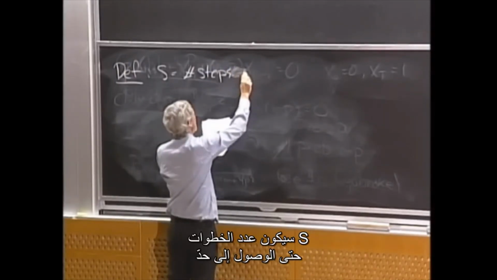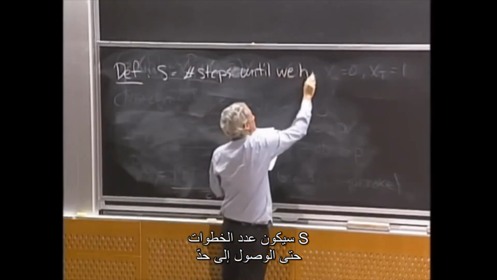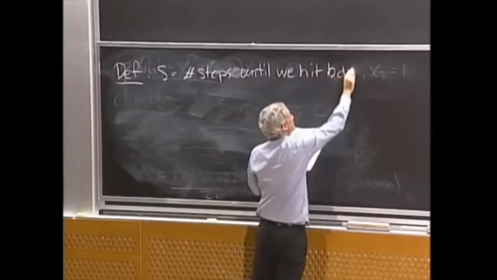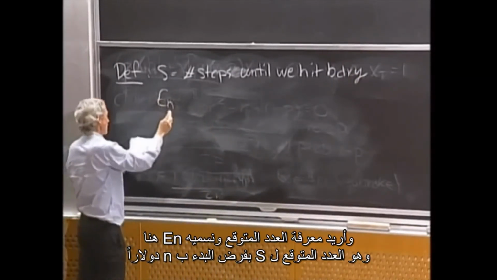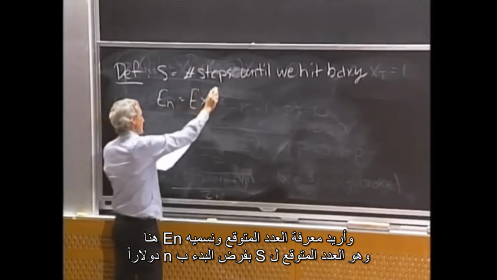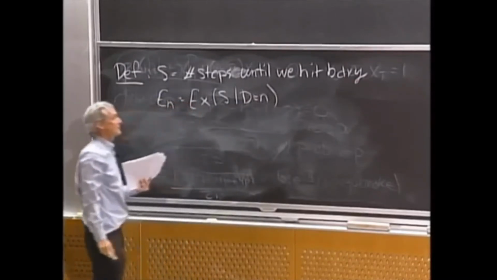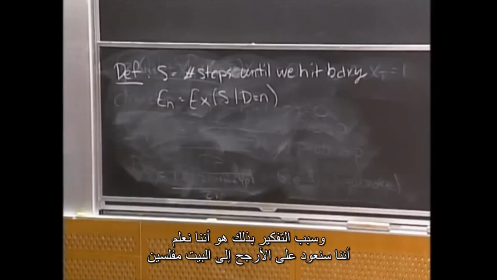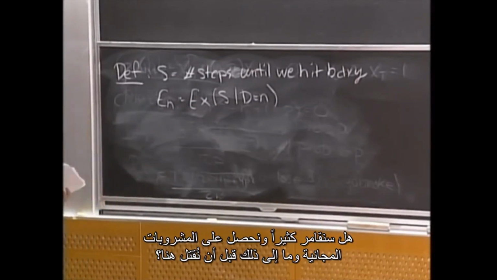So S will be the number of steps until we hit a boundary. And I want to know the expected number, I'll call it E sub n here, which is the expected value of S given that I start with n dollars. The reason you could think about this is, we know we're pretty likely to go home broke. Do we at least have some fun in the meantime? Do we get a lot of gambling and free drinks or whatever before we're killed here?